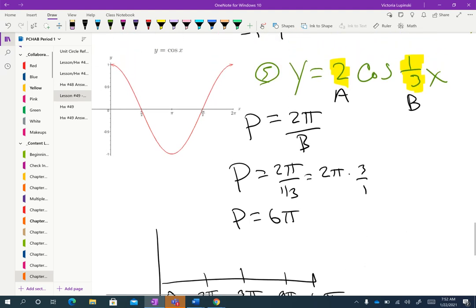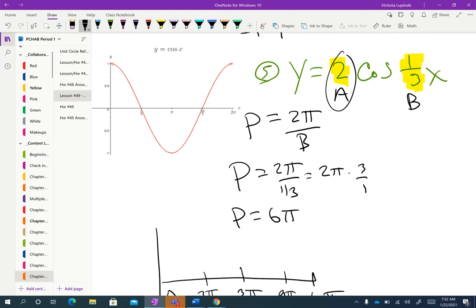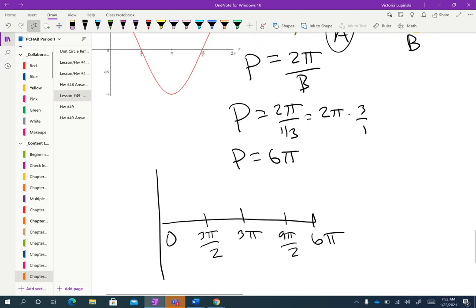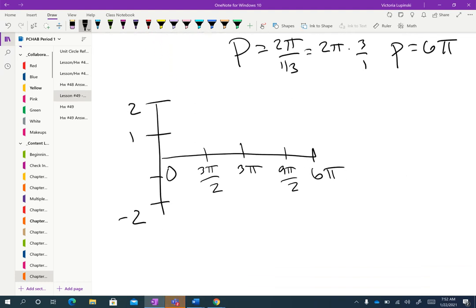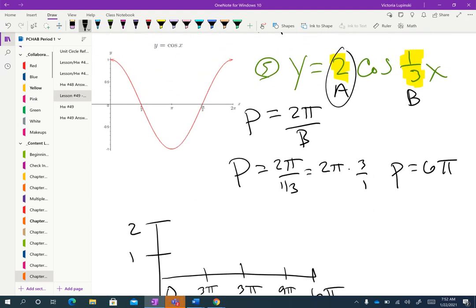Then notice that I also am going to have that change in amplitude. So I'm going to make sure that my y values go to 2 and negative 2. Let me just move my period a little bit so I have a little more room. So remember, the period is 6 pi. And I'm going to go ahead and set up my y values to be 2 and negative 2. So this is a cosine wave, which means it's supposed to look like this. I know that there was a period change. I've already taken care of that by changing my x values.